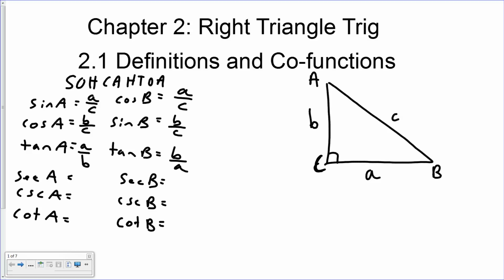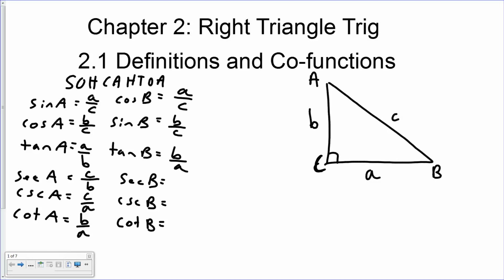Let's see, the secant of A is going to be your hypotenuse over your adjacent, which is the reciprocal of cosine, right? Cosine is adjacent over hypotenuse, so the secant is going to be hypotenuse over adjacent. So that's going to be C over B. Cosecant of A is going to be C over A. Cotangent of A is going to be B over A.